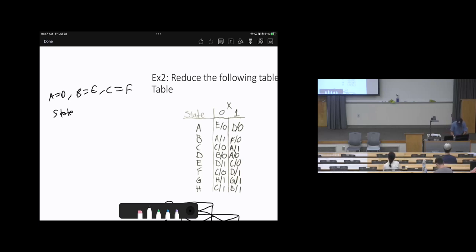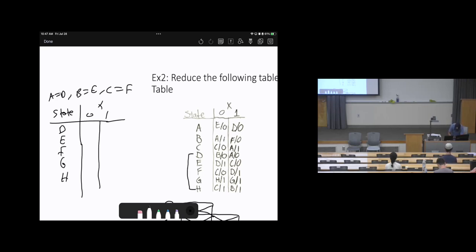So we have state here. Then here is X, 0, 1. I'm going to remove A, B, C, then we'll start with D, E, F, G, H. Now, with state D, we'll go to B over 0. B is actually E, so E over 0. Then A over 0, A is actually equal to D, then D over 0. Then we are done with D. Let's go to E. E, D over 1, then C over 0. C is actually F, so it will be F over 0. Then how about F? C over 0. C is actually equivalent to F, so it will be F over 0.